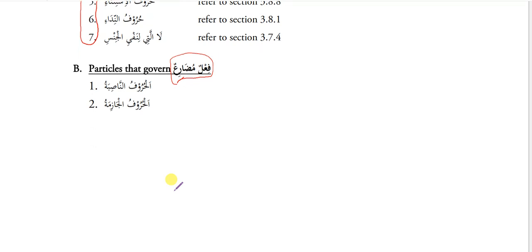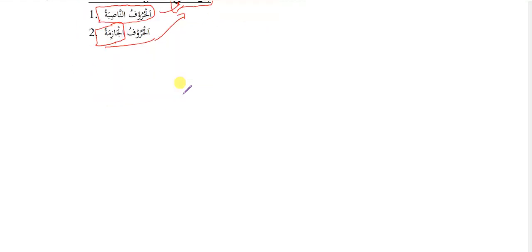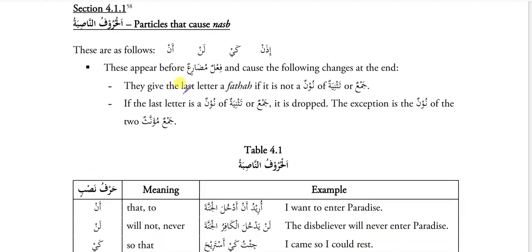So one is hurufun nasiba. Nasiba is made from nasab. It means these huruf give nasab to fail muzare. Then we have huruful jazima, which is extracted from jazm. So these huruf give jazm or sukun to fail muzare. Now we have al hurufun nasiba. Those huruf which are responsible for giving zabar to fail muzare are izan, kai, lan and an. An, lan, kai, izan. These are the four huruf which give zabar to fail muzare.